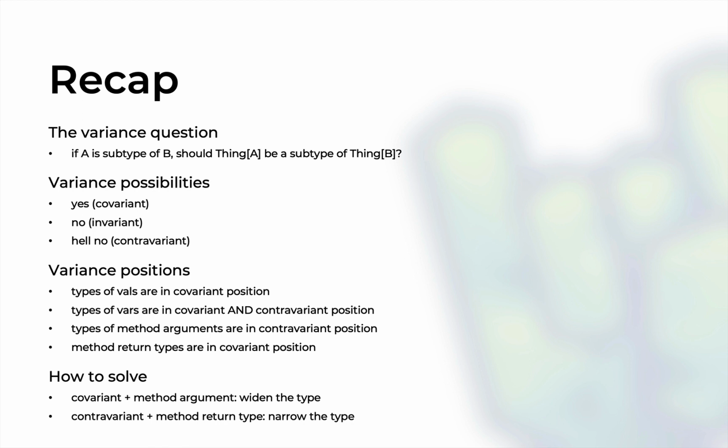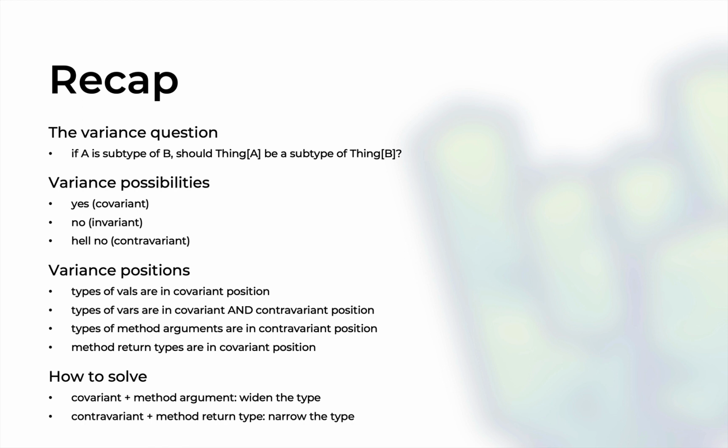And method return types are in covariant position, meaning that only covariant types can return the type that they're defined with. And if you want, you can try to prove these so-called theorems or properties yourself by following the examples that we went through in this video.